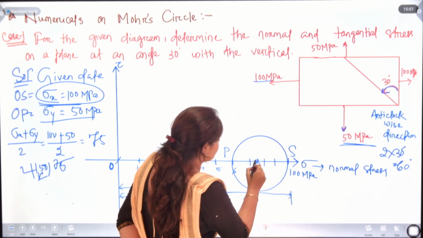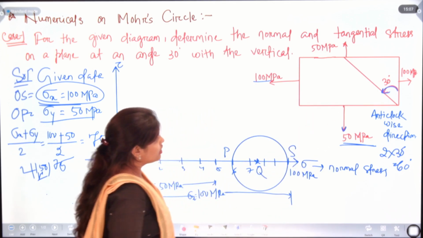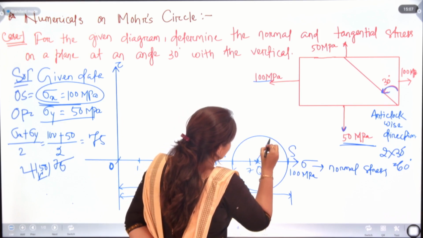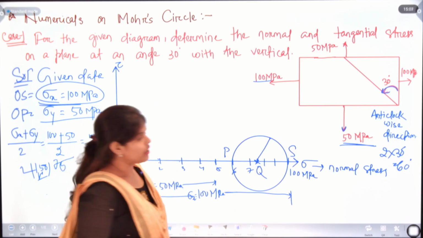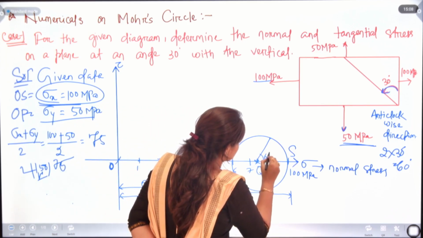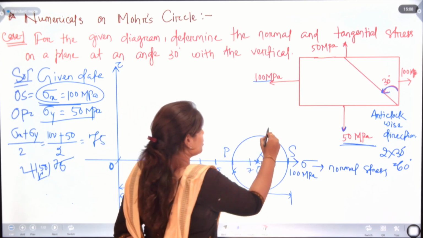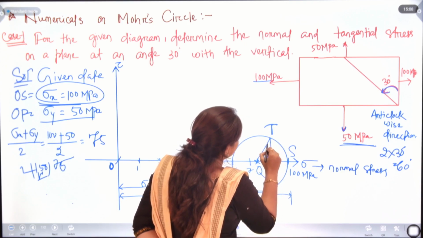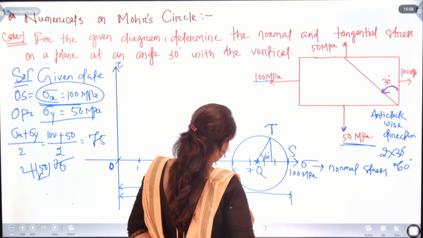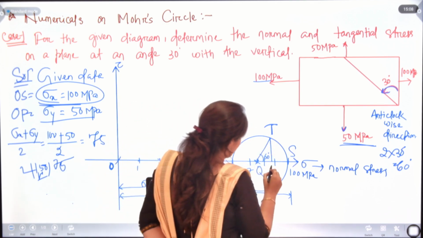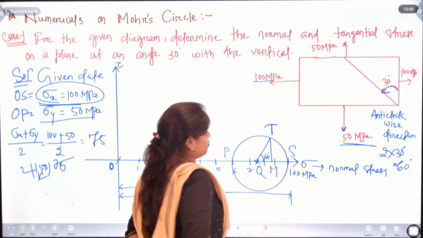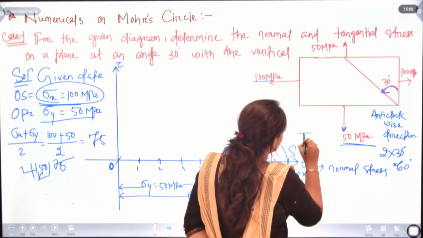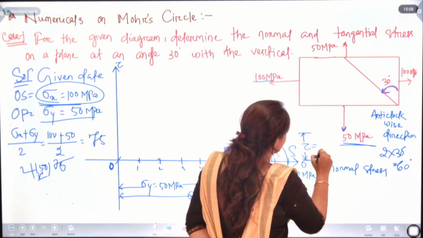So here we have the point. We can say that the angle is in anticlockwise direction. So we will have the 60 degree in that manner. Okay, here we have 60 degree. So here let this point be T. So from T we will draw one perpendicular up to this point and let us name it as M. So we have TM as nothing but our tangential stress. Let it be 50.